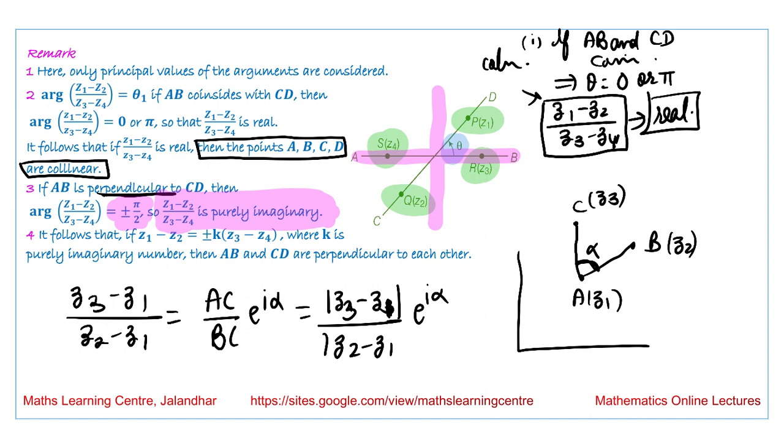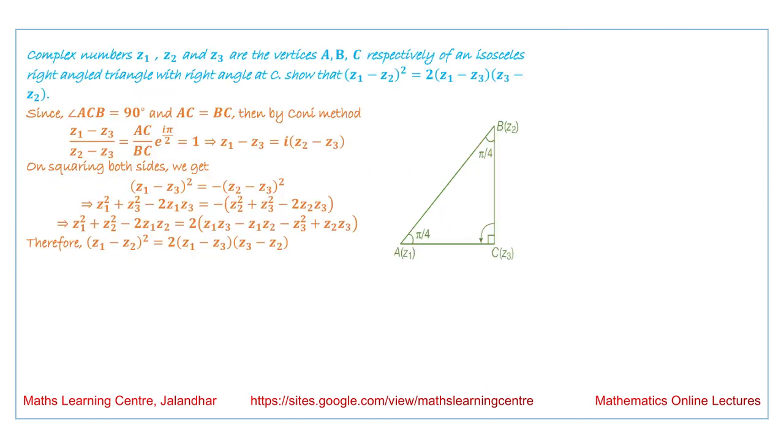Next, if z1 minus z2 is equal to plus or minus k times (z3 minus z4), where k is any purely imaginary number, then AB and CD are perpendicular to each other. Based upon this, we are going to solve a problem over here.